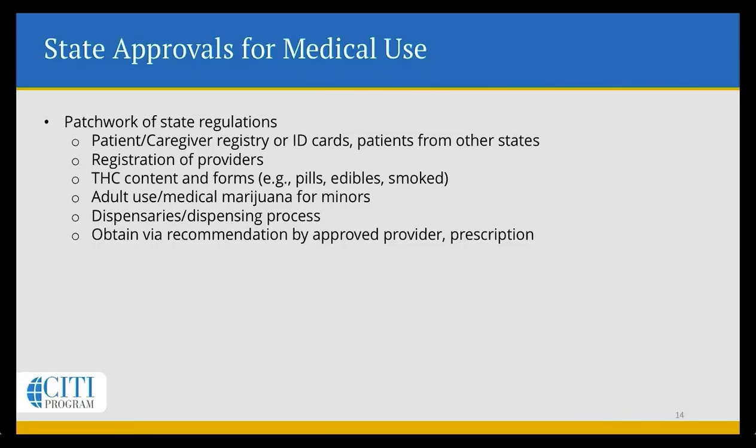Some have adult use only, whereas others allow medical marijuana for minors. The dispensaries and dispensing process vary from state to state, and you may obtain it by recommendation from an approved provider, which is the most common.